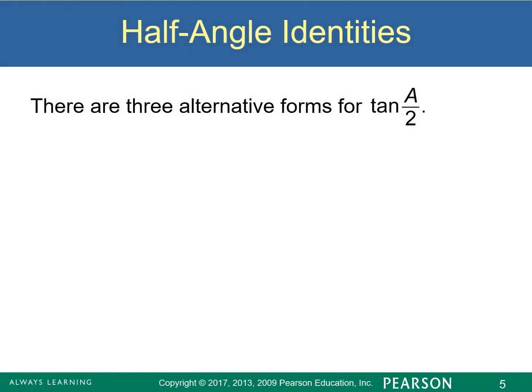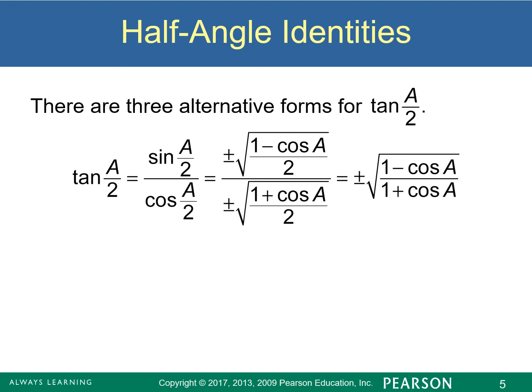There are 3 alternate forms for tan a over 2. We can start by saying tan a over 2 is sine a over 2 divided by cosine a over 2, substituting in the forms we have for sine a over 2 and cosine a over 2, and simplifying to get plus or minus the square root of (1 minus cos a) divided by (1 plus cos a).